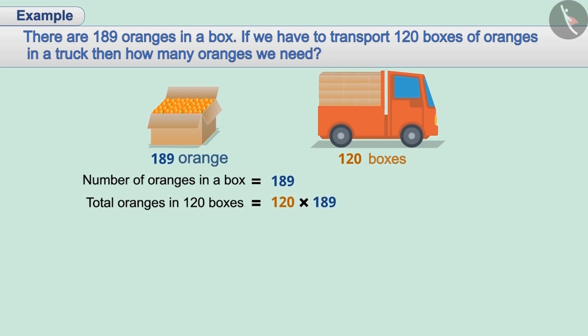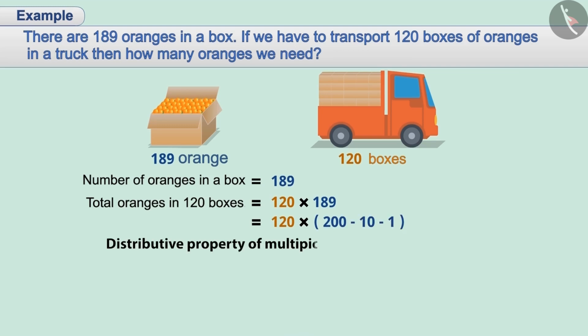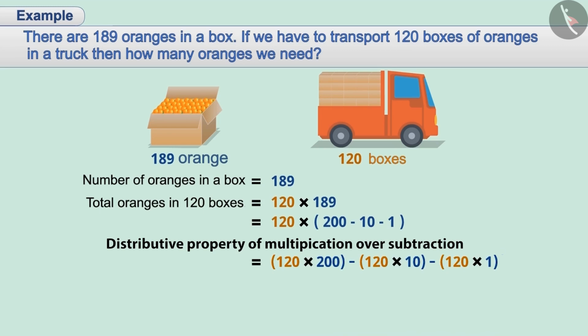How can we simplify this multiplication? We will express 189 as 200 minus 10 minus 1. By using the distributive property of multiplication over subtraction, we can represent it as follows. By solving this, we will get 22,680.